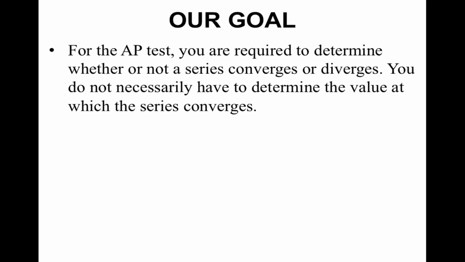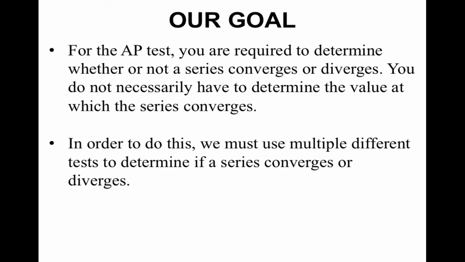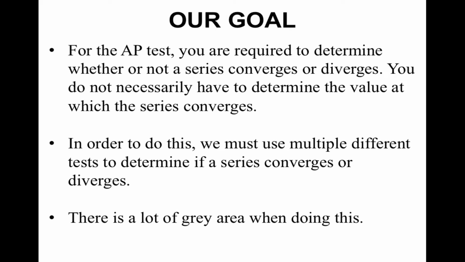So I know I have repeated this before, but I want us to always keep the following goals in the back of our head when we are doing infinite series. For the AP test, you are required to determine whether or not a series converges or diverges. You do not necessarily have to determine the value at which the series converges. In order to do this, we must use multiple different tests to determine if a series converges or diverges, and there is a lot of gray area when doing this.